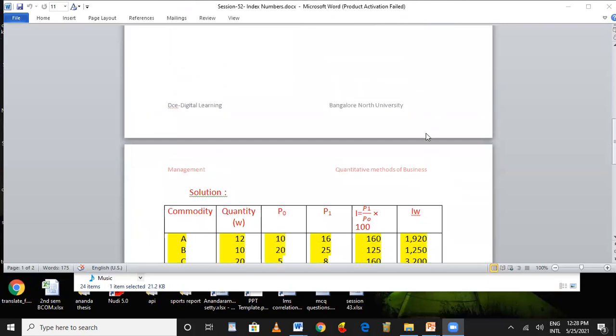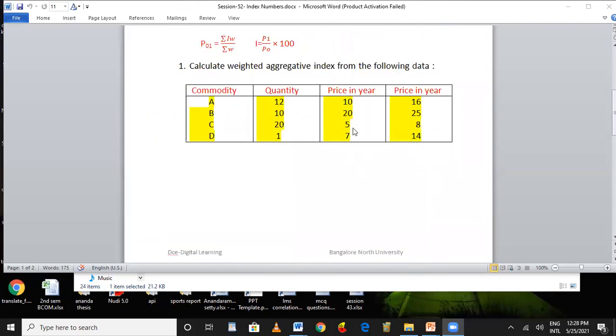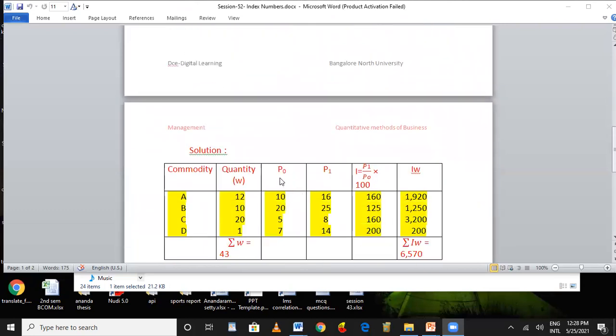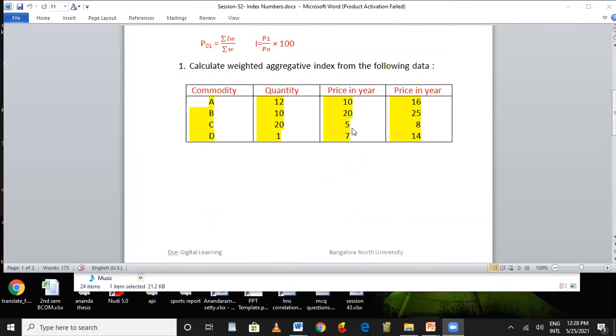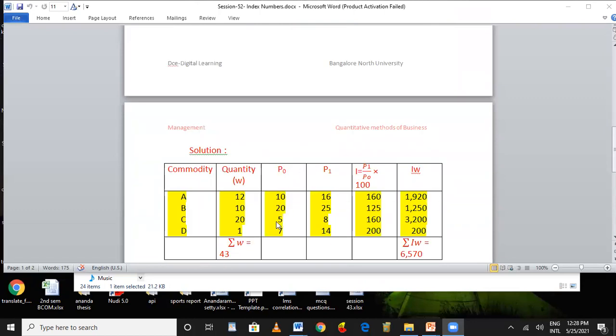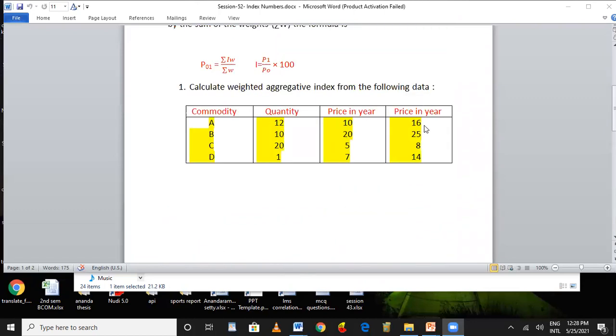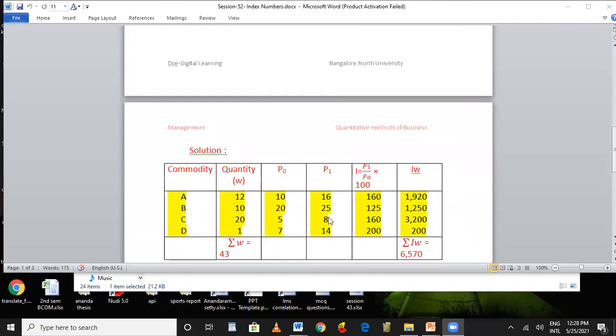Here, the first one has been considered as the price in the base year, P0. We have to assume it as the base year prices. The first prices are the base year prices, and P1 is the current year prices. Here the base year prices are 10, 20, 5, 7, and the current year prices are 16, 25, 8, 14.